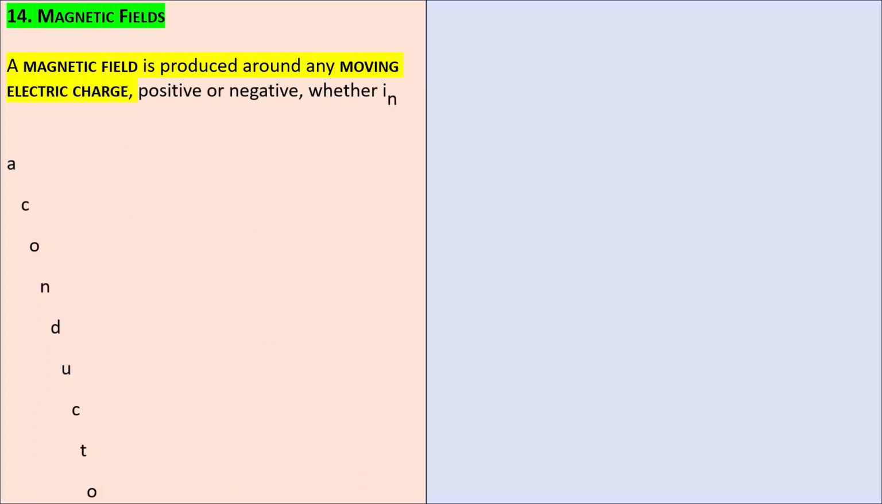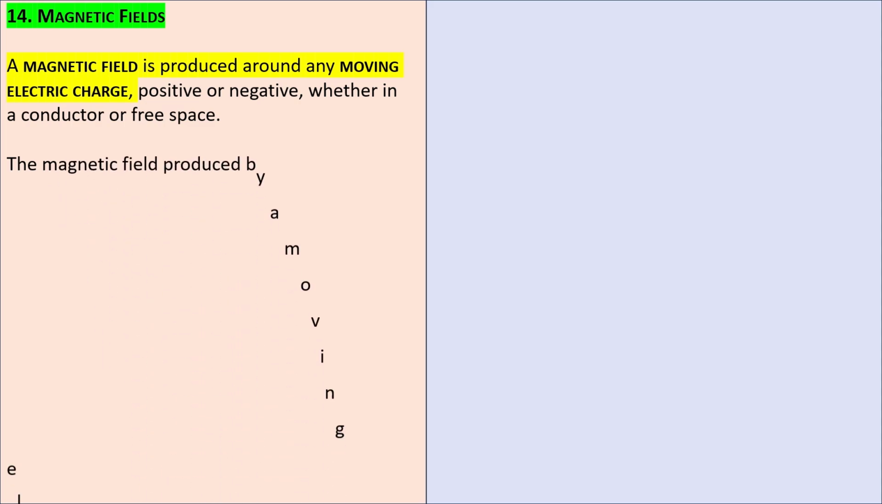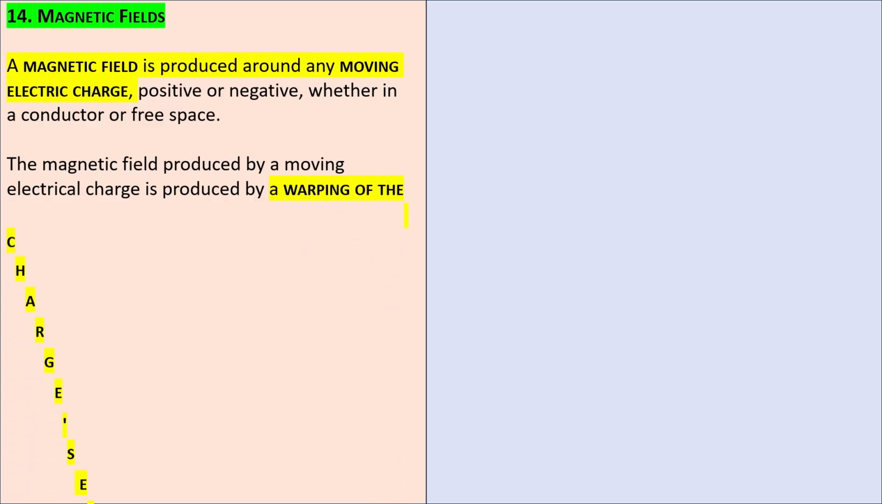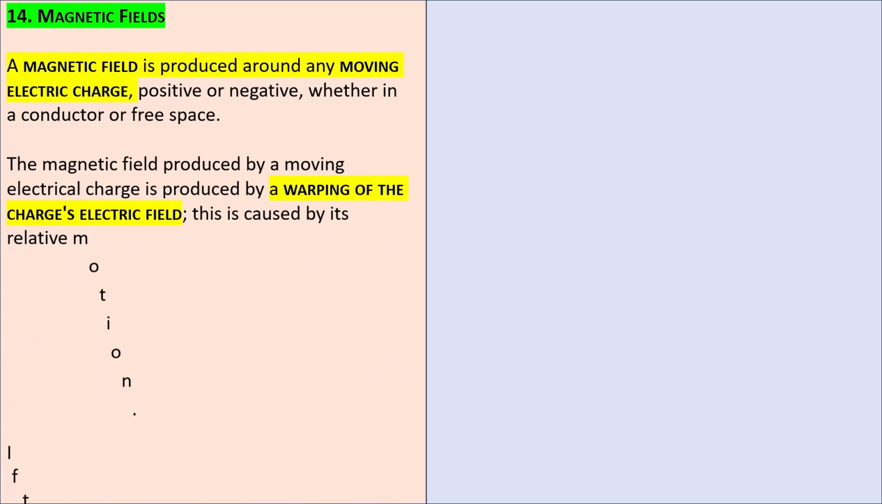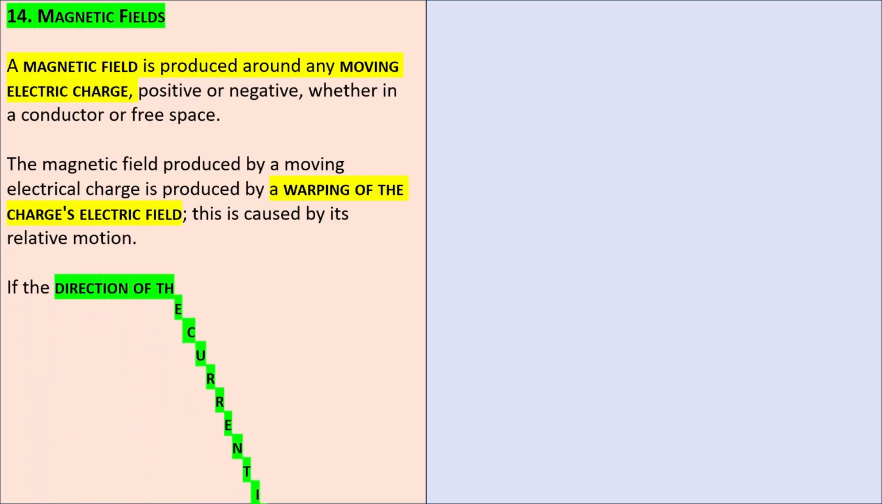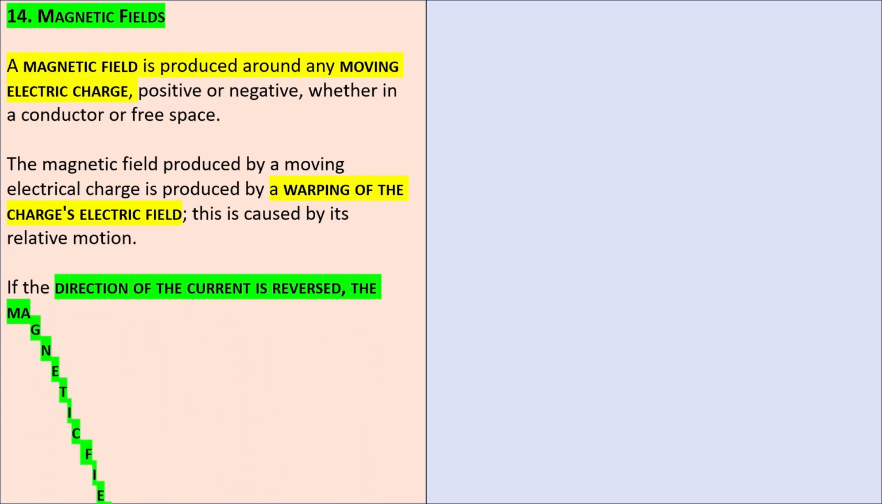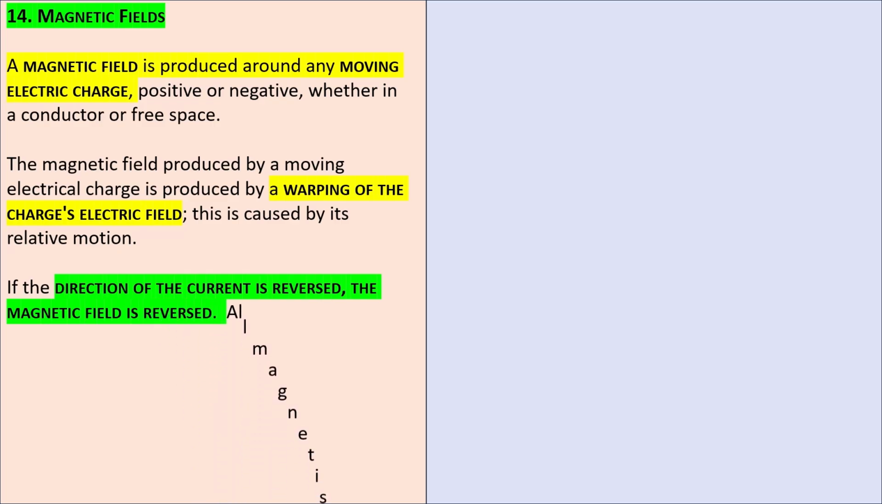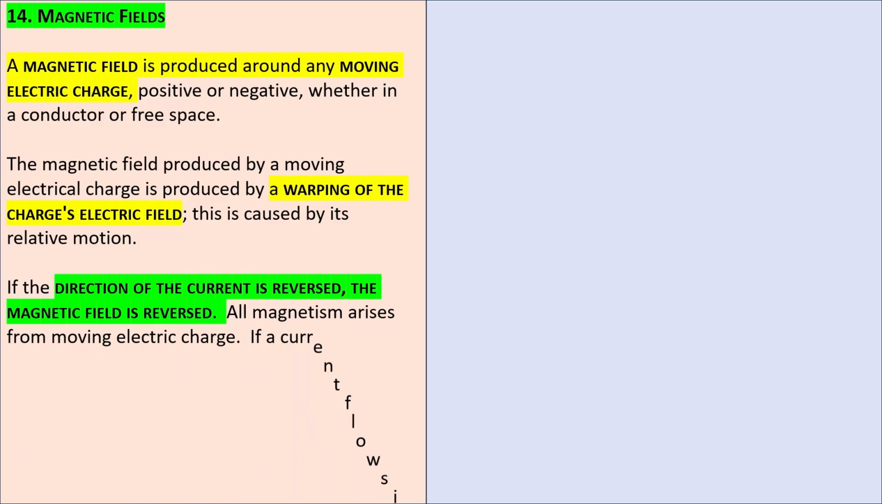Okay, point number 14, magnetic fields. A magnetic field is produced around any moving electric charge, positive or negative, whether in a conductor or free space. The magnetic field produced by a moving electrical charge is produced by a warping of the charge's electric field. This is caused by its relative motion. If the direction of the current is reversed, the magnetic field is reversed. All magnetism arises from moving electric charge.